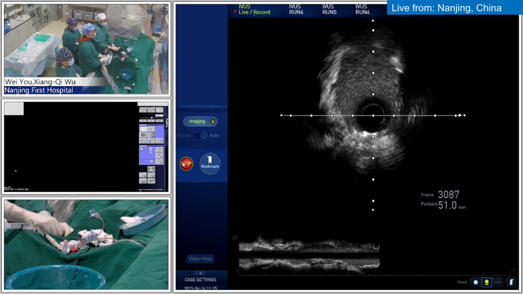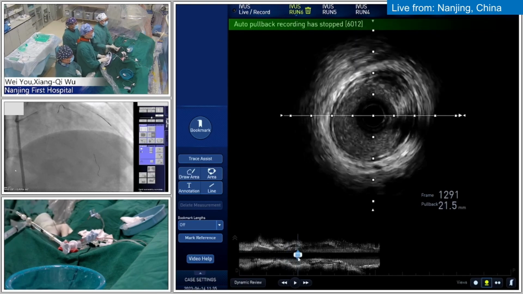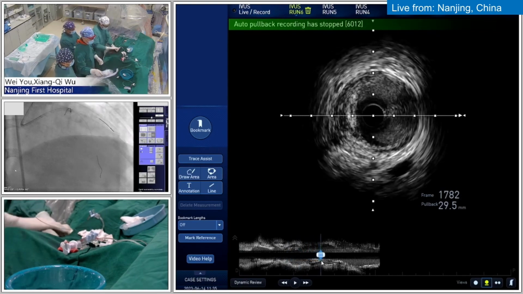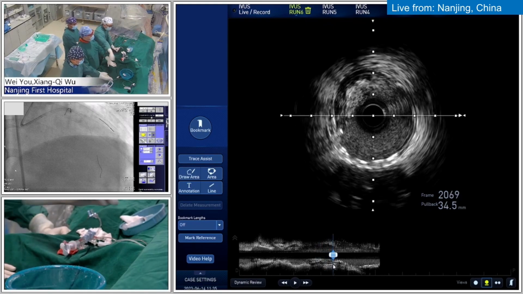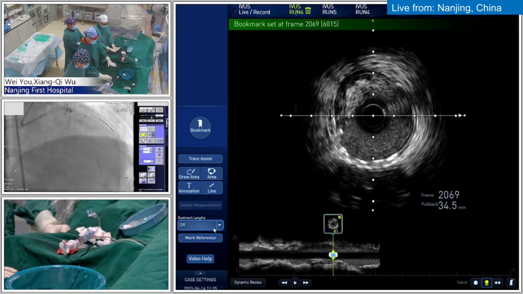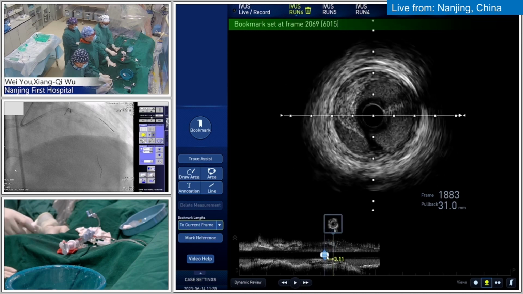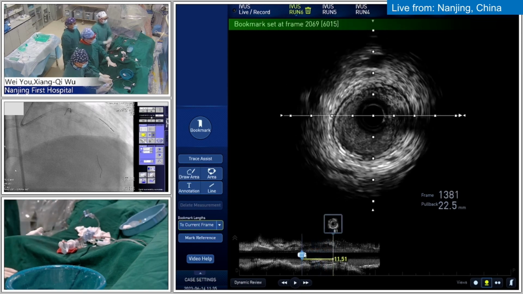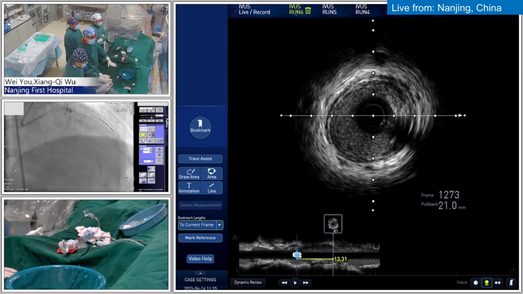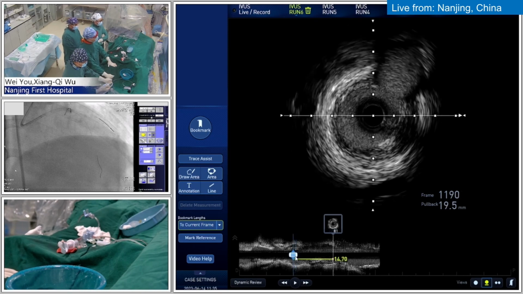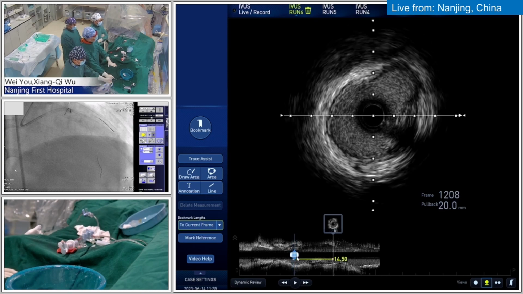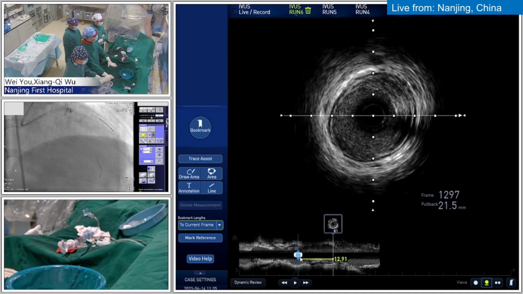Okay, Doctor, I will stop here. Okay, stop. Let's do the IVUS run. Yeah, the IVUS. From the distal stent edge to normal. 13. Okay, also 3.5, right? 3.0. 3.0 is better.